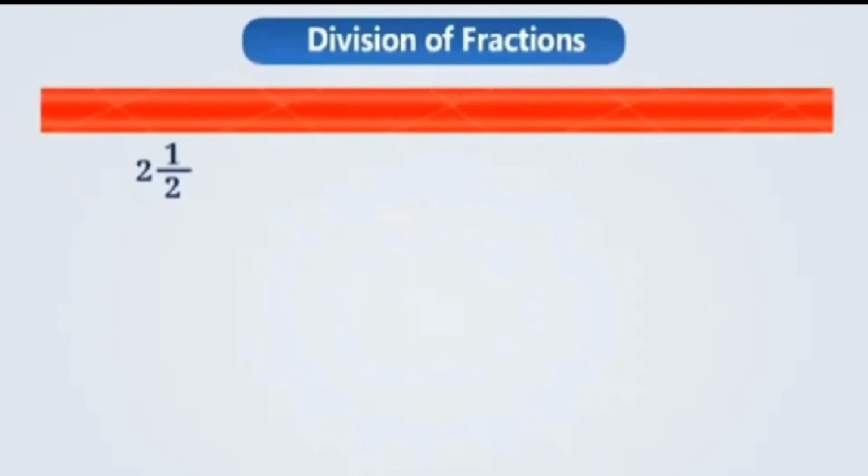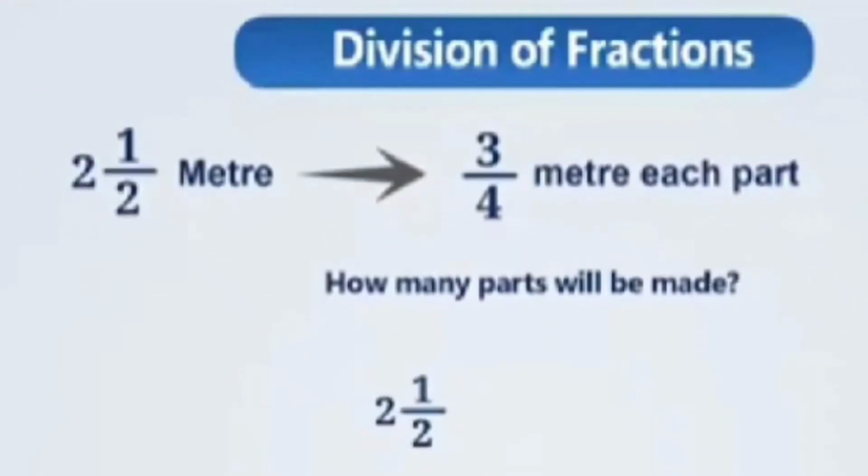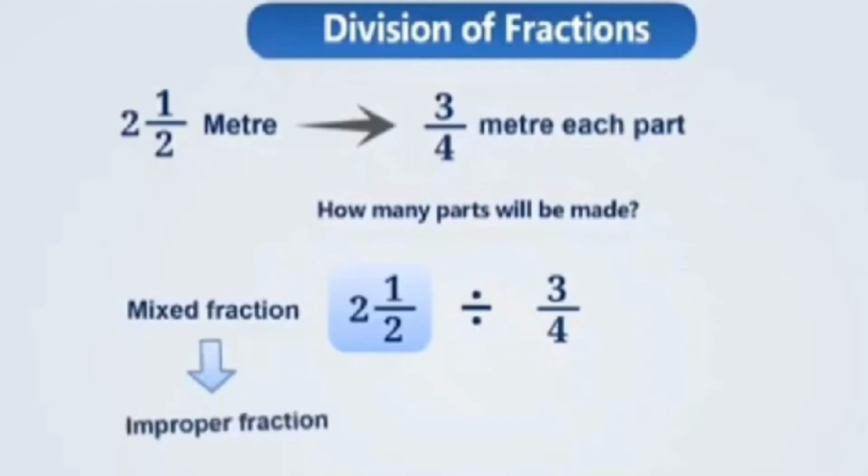Suppose we have a 2.5 meter long ribbon. If we want to cut it into pieces measuring 3/4 meter each, then how many parts will we be able to make? Think a little. Yes, you are right. Here too, we have to divide 2.5 meters by 3/4. Notice that 2.5 is a mixed fraction. In division of fractions, we have to first convert mixed fractions into improper fractions.